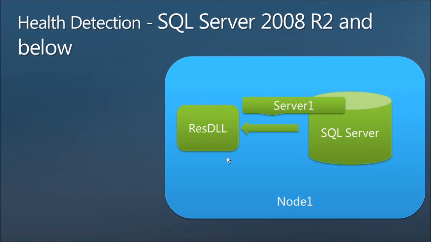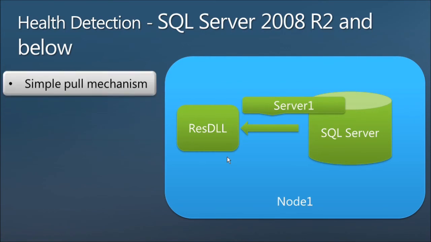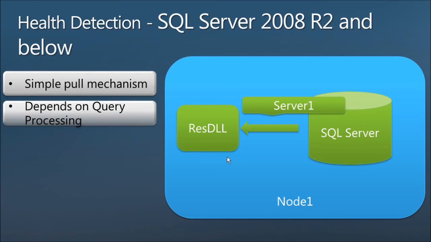If the SQL Server returns the server name, then the resource DLL will report to the Windows cluster that the SQL Server instance is alive. So this is a very simple pull mechanism, and it depends on query processing. The problem with this health detection mechanism is that when the SQL Server is very busy, the query to select the SQL Server name could time out.